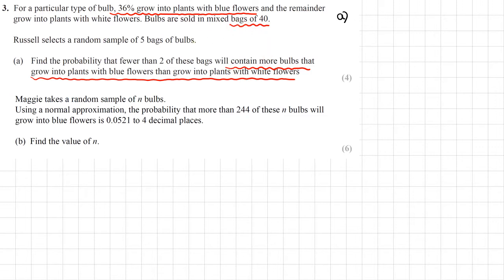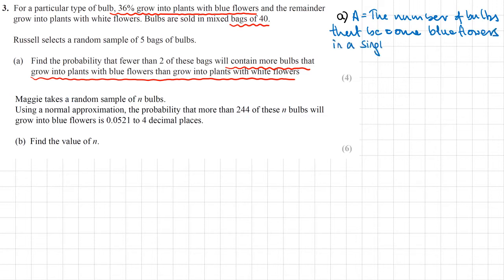So I'm going to use the letter A to stand for the number of bulbs that become blue flowers in a single bag. And everything I've underlined in red is to do with a single bag. Now that's going to be a binomial distribution. So this letter A that I've defined, my random variable, is binomially distributed. In a single bag there are 40 bulbs. The probability that it's going to become a blue flower is 36%.